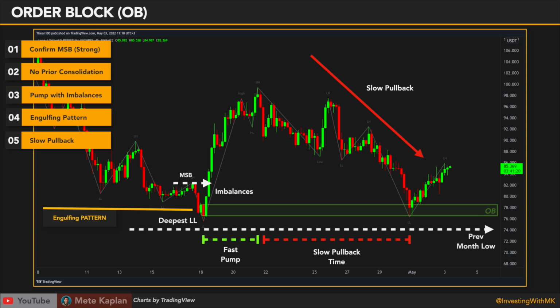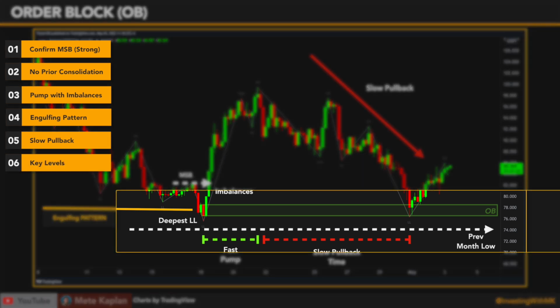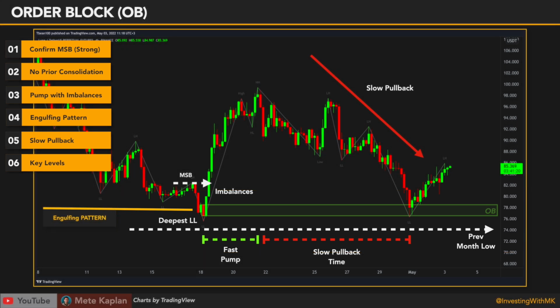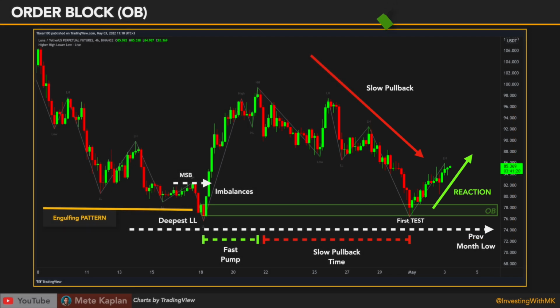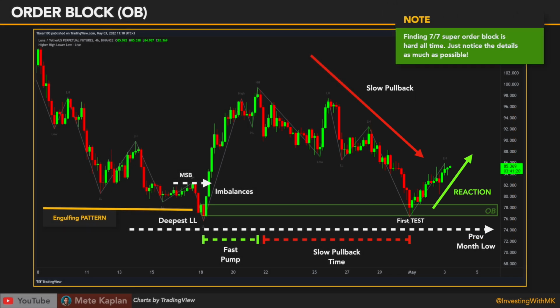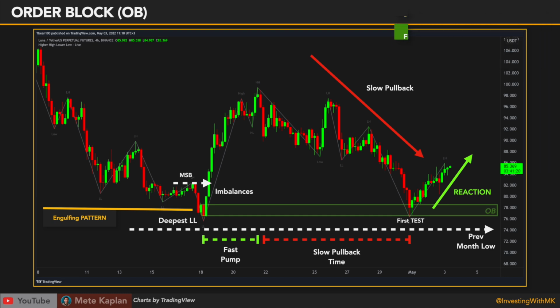6. Key levels. Actually, this is the area of the previous month's low. 7. The first test for the OB demand zone. Yes, this is my ideal super order block. Of course, there will not be 7 out of 7 all the time, it is impossible. But please keep checking these parts as much as possible.